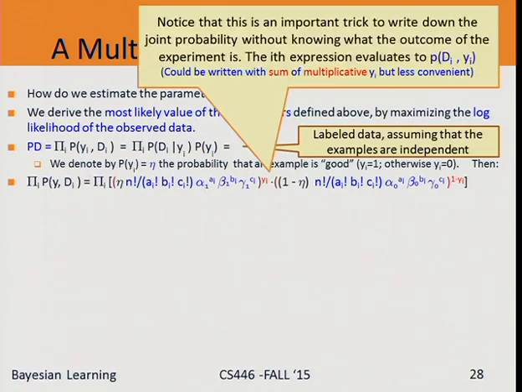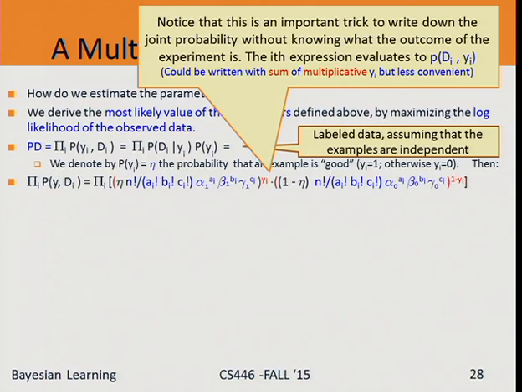Okay? So this is a really important trick that you will see a couple more times on how to write an expression without knowing what the label is, writing it in a general way, right? It's not the only way to do it, but it's a good way to do it, and we're going to do it a couple more times.